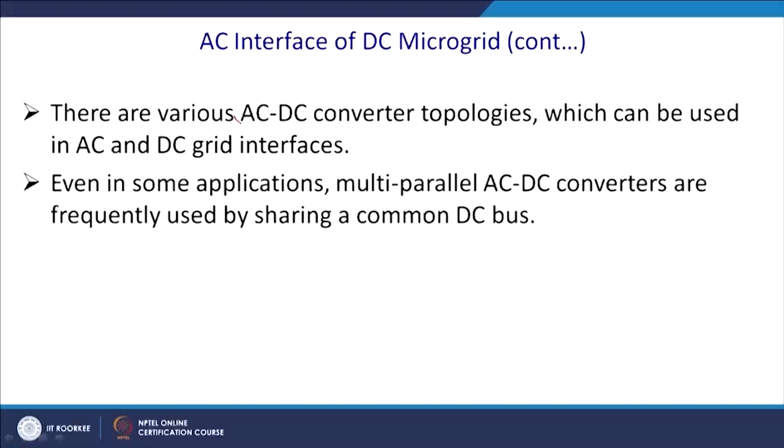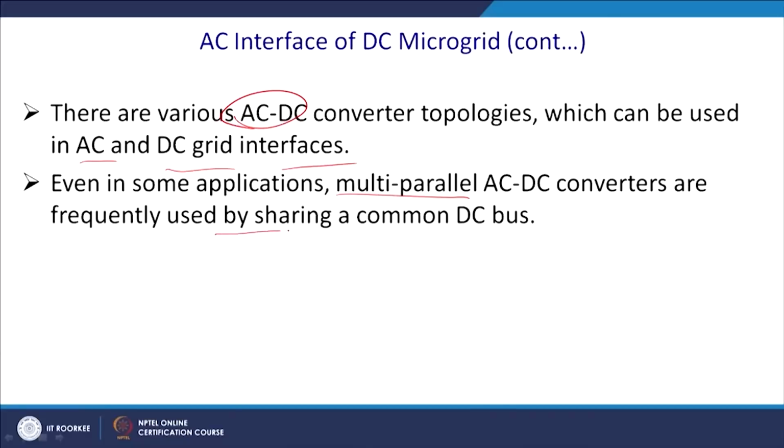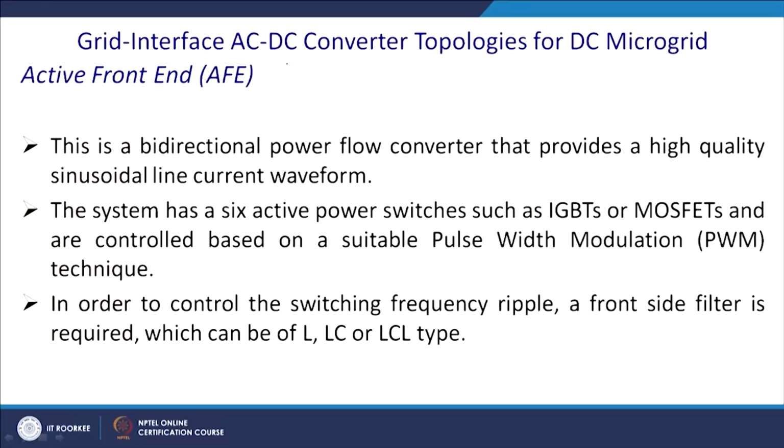And for this reason, there are various AC to DC converter topologies which can be used in the AC DC microgrid interface. Even in some applications, if the power rating is more, then one path is not sufficient, and also to give redundancy, multi parallel AC to DC converters are frequently used by sharing the common DC bus. Grid interface AC DC converter topologies for the DC microgrid.